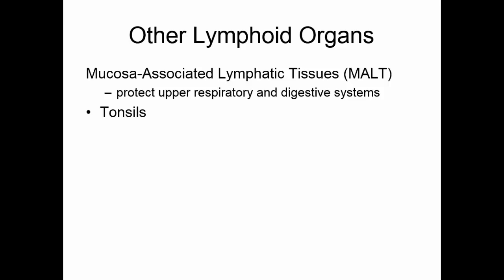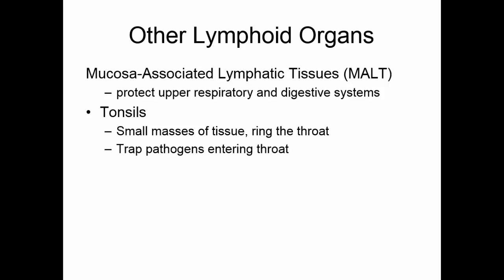The tonsils are small masses of tissue that ring the throat. They help trap pathogens that may be entering the body via the throat. Tonsillitis occurs when the tonsils become overwhelmed with bacteria. They become red and swollen and sometimes have to be removed.